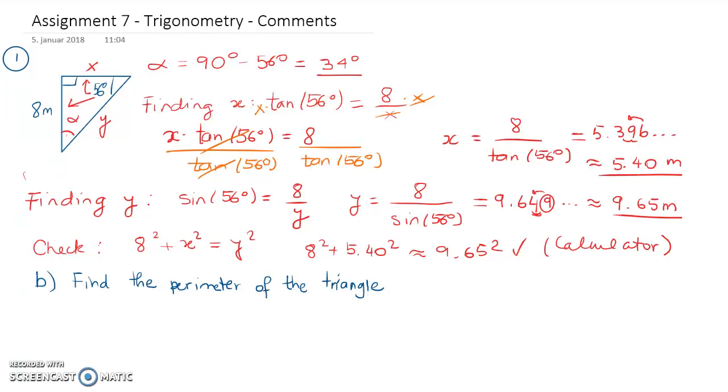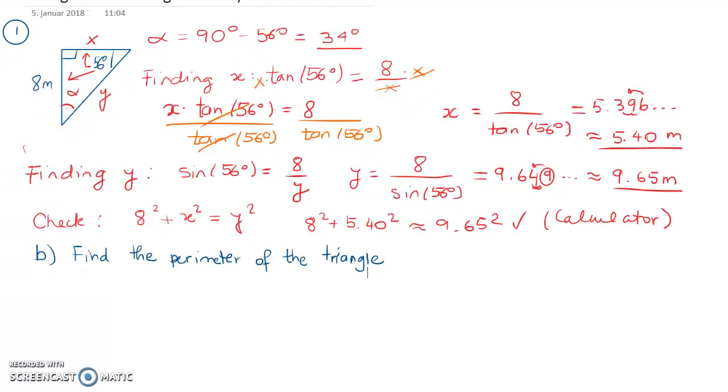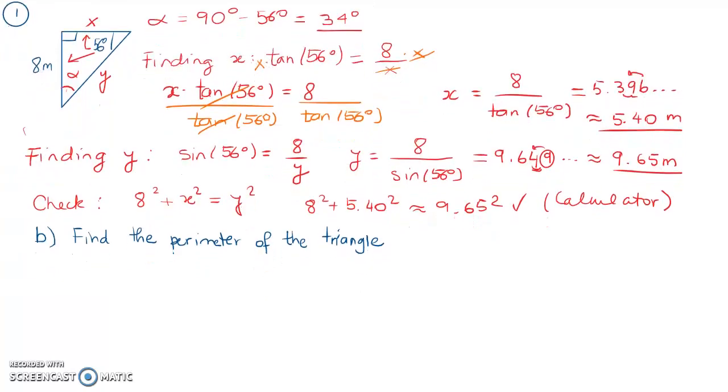Hello. So I continue with the comments about assignment 7. I now added a part B to our problem 1. We now would like to find the perimeter of the triangle. So that means we are trying to find how much is 8 plus x plus y, so the sum of the length of the sides.